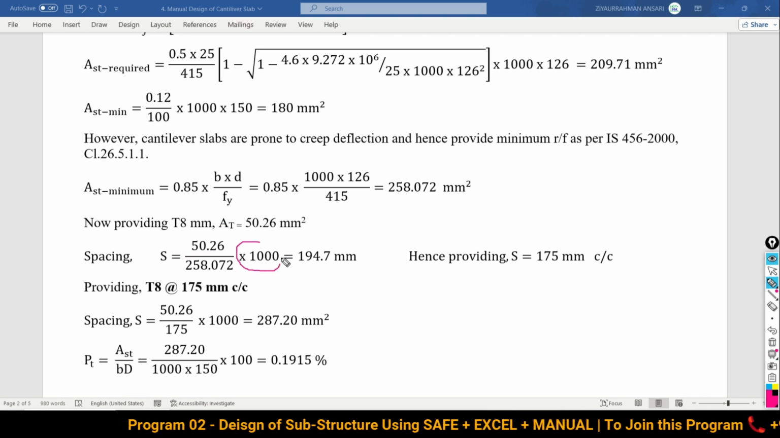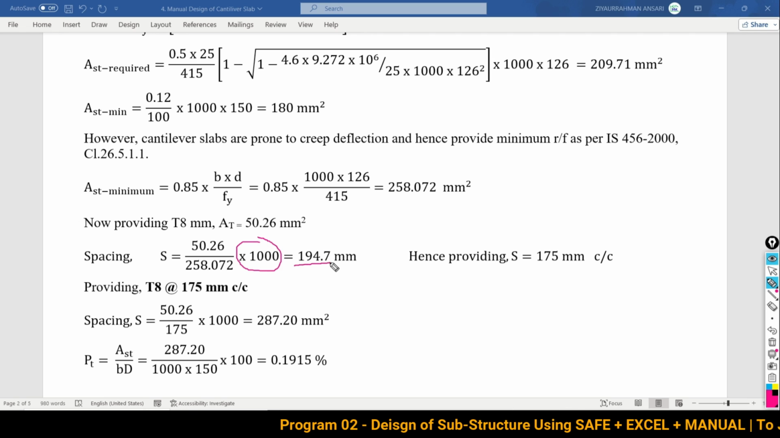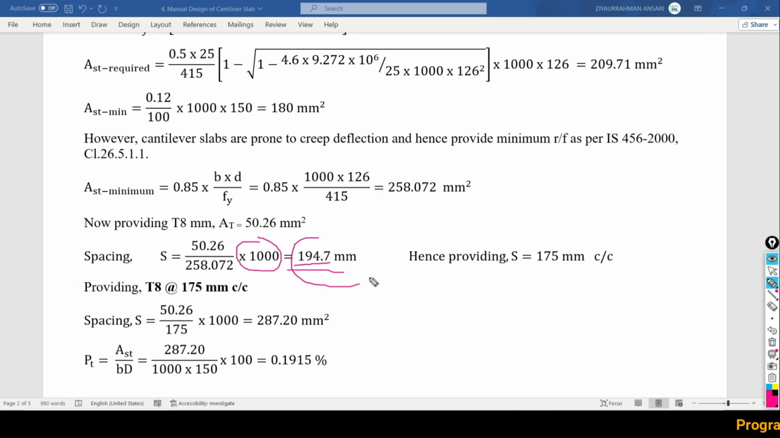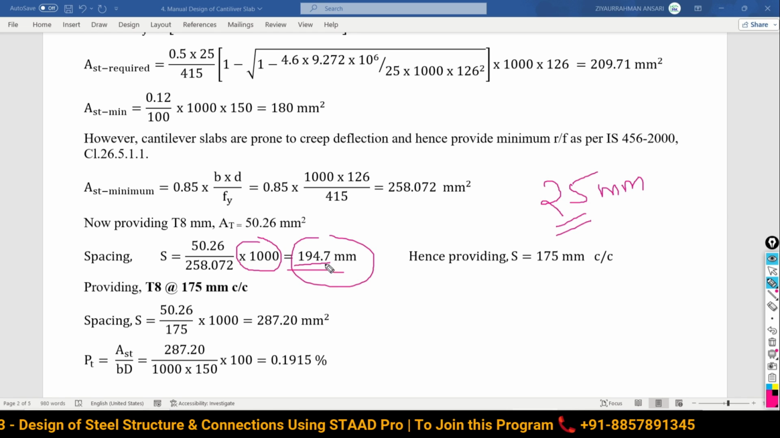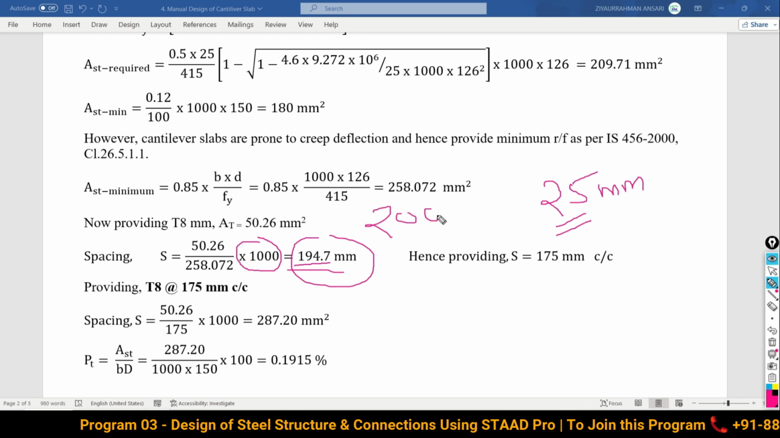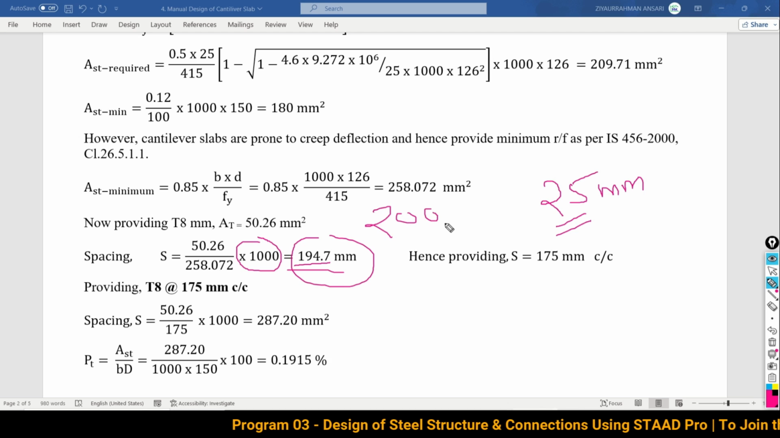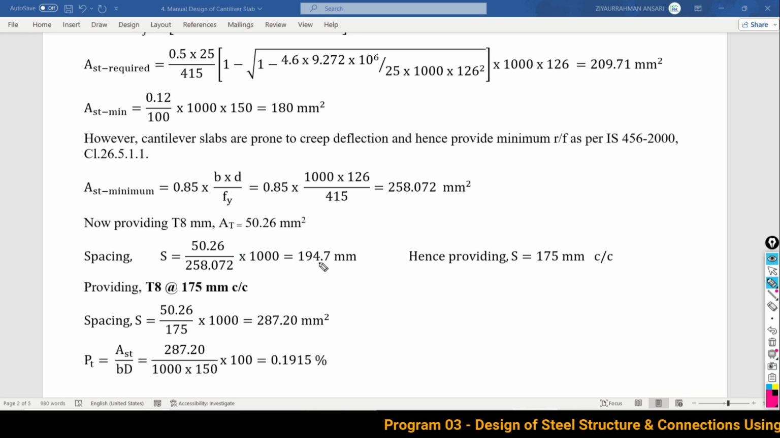So for a 1 meter span, it is going to become 194. So we cannot provide 194. And see, always you have to round down this value by 25 mm to make it easy to execute on site, because 25 mm will actually be 1 inch. So on site it will be easy to execute. Either you can take 200, that is going to become what? It is going to become 8 inches. Okay, 194. So you cannot provide 200 because it will be greater. So reinforcement will be less.